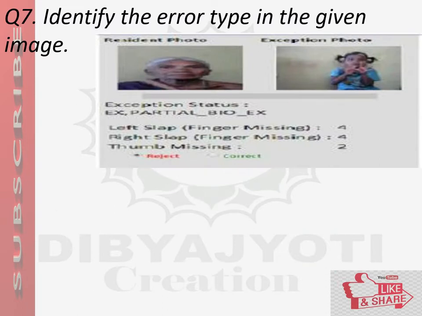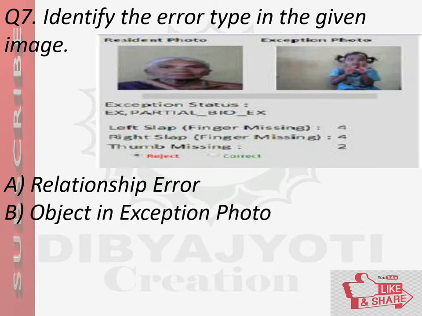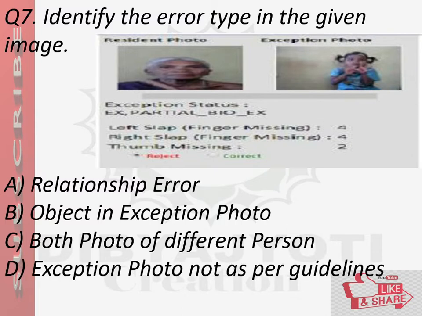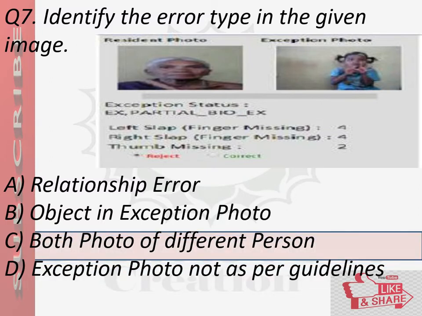Next, identify the error type in the given image. Options are: Option A, relationship error. Option B, object in exception photo. Option C, both photo of different person. Option D, exception photo not as per guideline. And the answer is option C, both photo of different person.